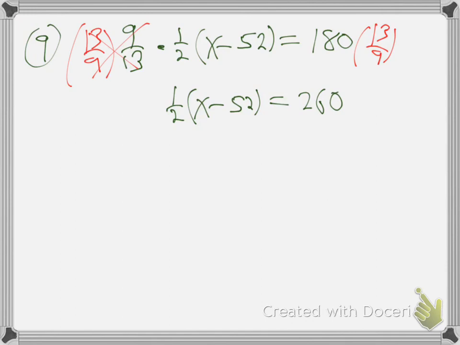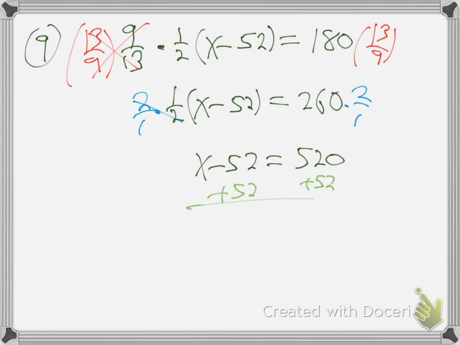All right, now how do you get rid of that half? Again, you multiply by the upside down. Cancels it out. And that's 520. And last step, you add 52. And x equals 572. So $572 is what he originally had.